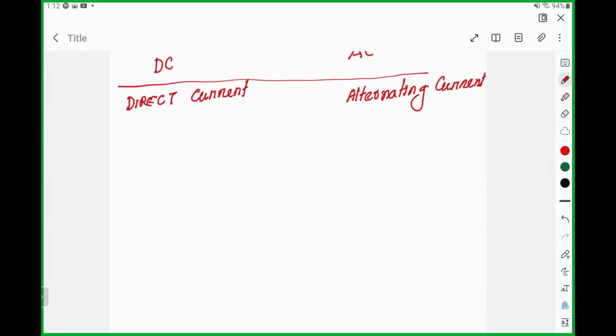What is the graphical representation? How can I represent DC graphically? And how can I express DC in an equation mathematically? So we need to know both. We need to understand the graphical representation as well as the mathematical representation. Mathematical representation is for analysis and graphical representation is to understand how the DC looks like. Okay. So if I tell you the graphical representation, what would it look like?